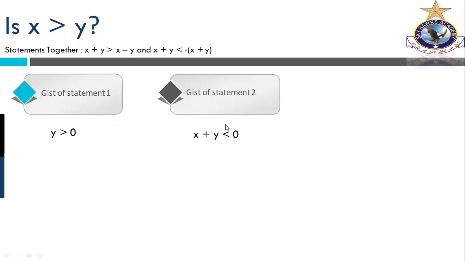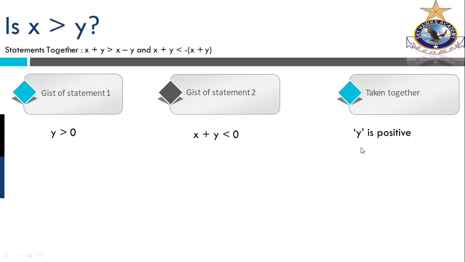But the second statement says that the sum is less than. When we are adding two numbers, their sum must be negative. Their sum must be negative. Take it together. If we are getting these two conclusions, that y must be positive and their sum with x must be negative, what will we have to do?